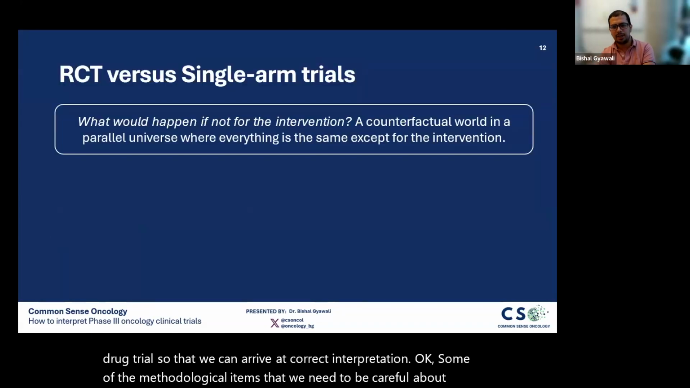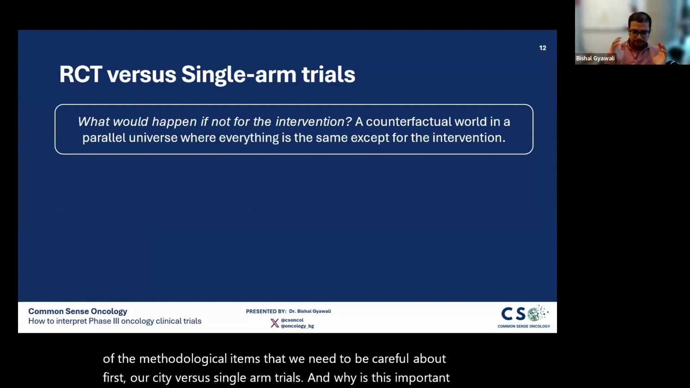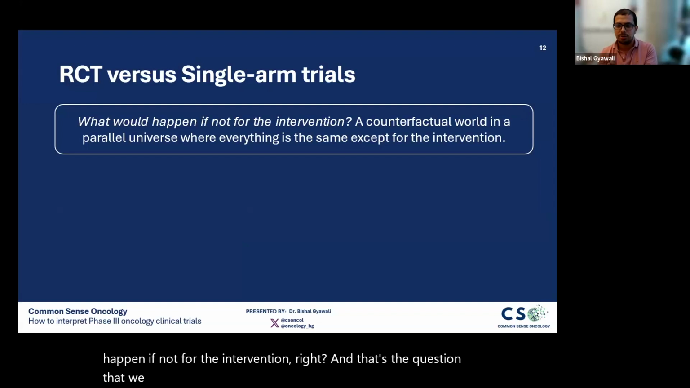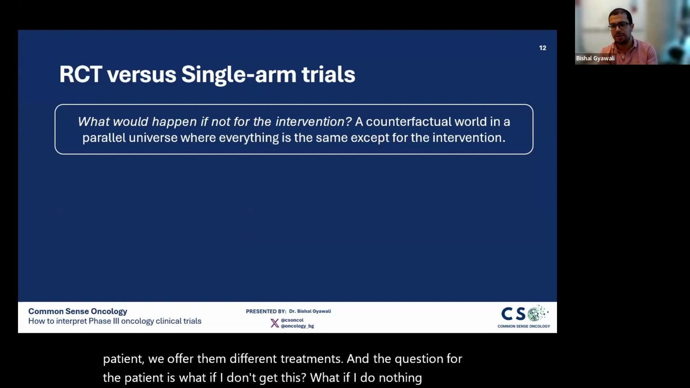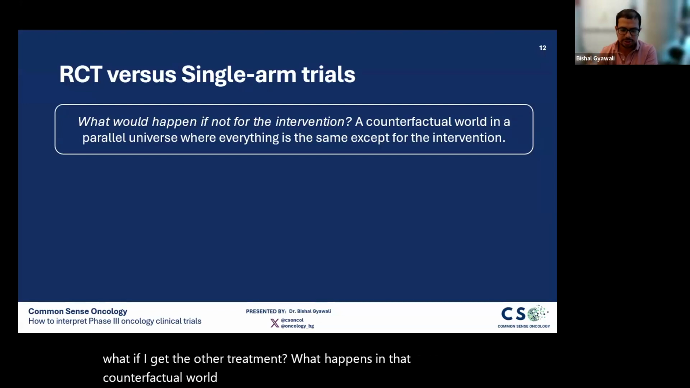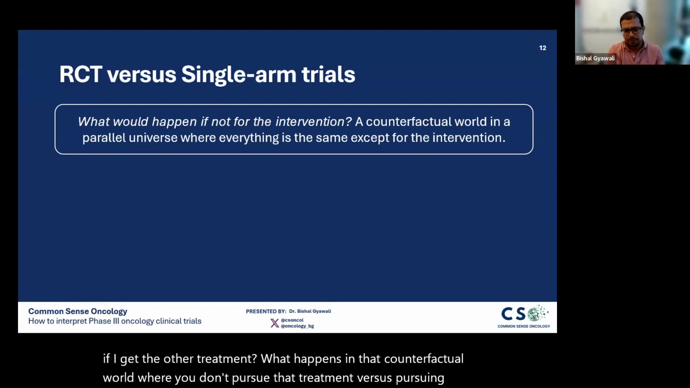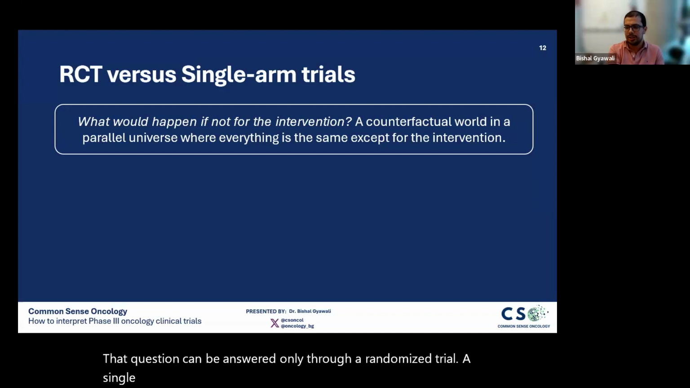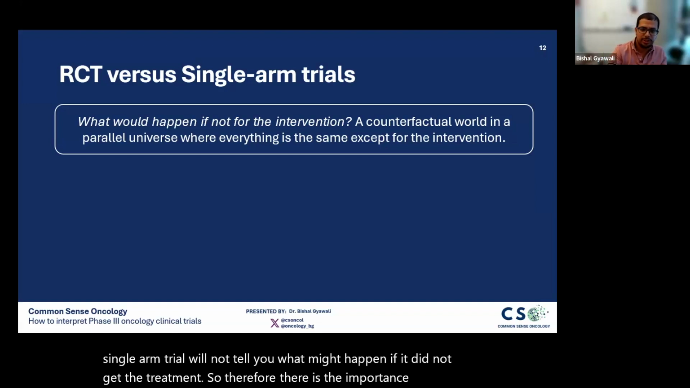First, RCT versus single arm trials. And why is this important? Because randomization allows you to answer the question, what would happen if not for the intervention, right? And that's the question that we need to answer in clinical practice every day for the patient. We offer them different treatments, and the question for the patient is, what if I don't get this? What if I do nothing? Or what if I get the other treatment? What happens in that counterfactual world where you don't pursue that treatment versus pursuing that treatment? That question can be answered only through a randomized trial. A single arm trial will not tell you what might happen if you did not get the treatment. So therefore, there is the importance of randomized trials.